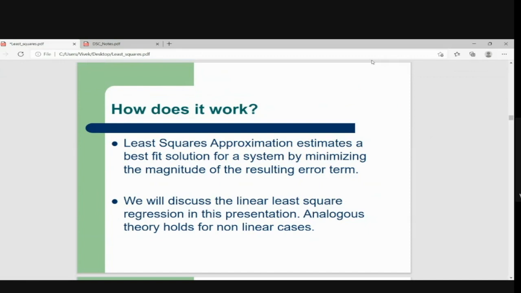Now, how does it work? Least square approximation estimates a best fit solution for a system by minimizing the magnitude of the resulting error term. We will also discuss the linear case in regression form. You must have heard of results like this in the course of probability and statistics, where we do regression and find the regression lines. Those regression lines actually come from the least square method.